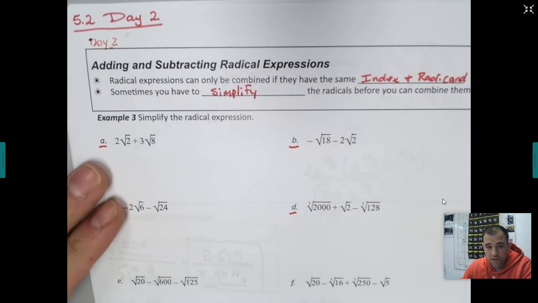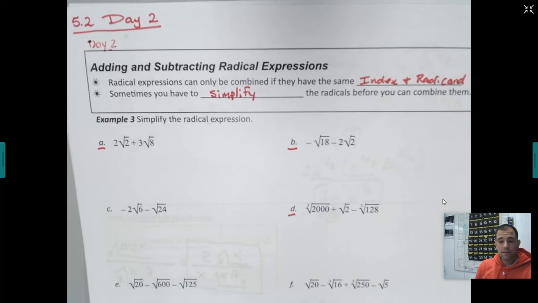Today we are going to talk about 5.2 day 2. If you remember last class in day 1, we talked about nth roots and how you simplify with fourth roots and third roots and fifth roots and things like that. Today we're going to talk about how we add, subtract, multiply, and divide whenever we have radicals.